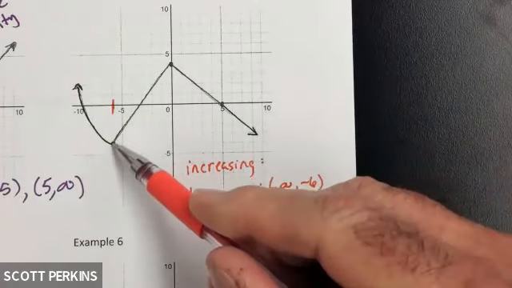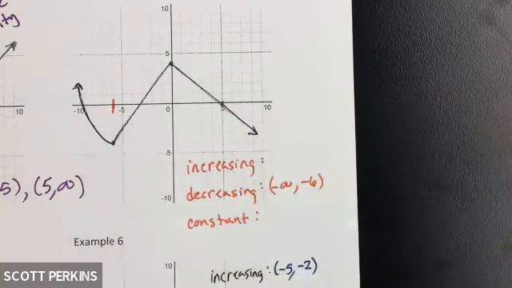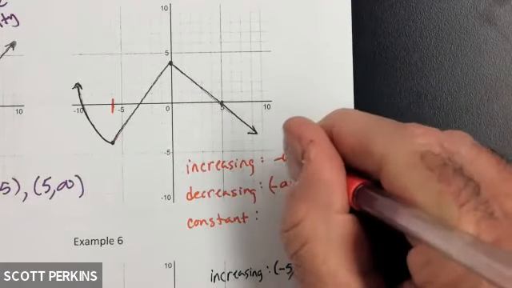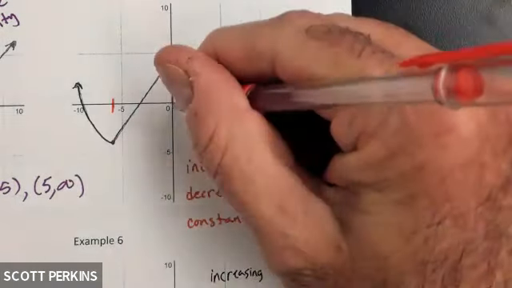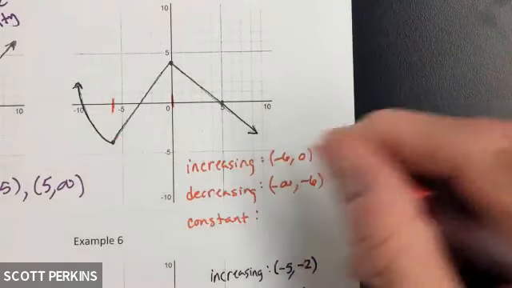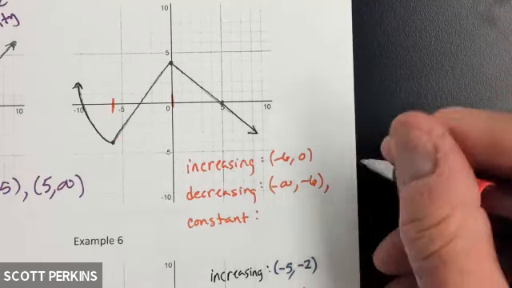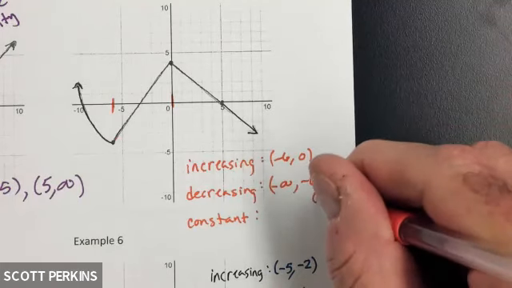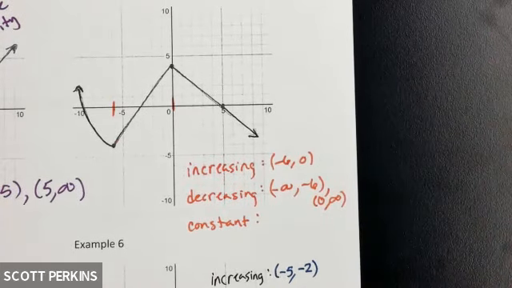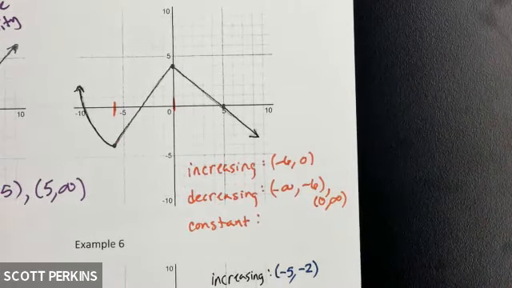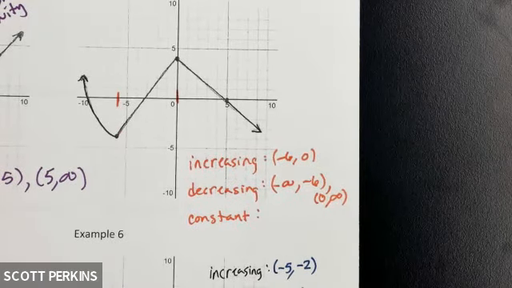Then it turns, and I think we would all agree now it's going up, up, up, up, up. So it's increasing from -6 to 0, right at the y-axis. And then it starts decreasing again. So comma here in the decreasing row, and it's decreasing from 0 to infinity. So this one's not constant at all, so I'm just going to leave that blank, or you don't even have to write it if you don't want to, but we are done.